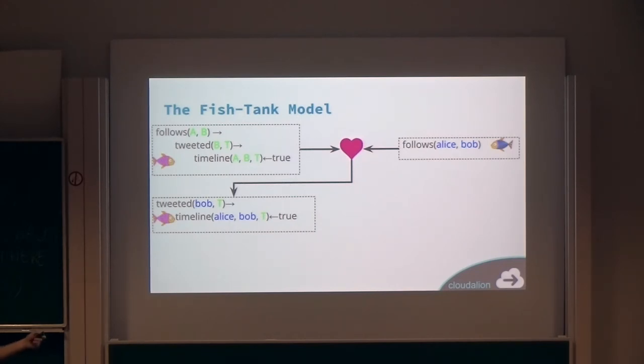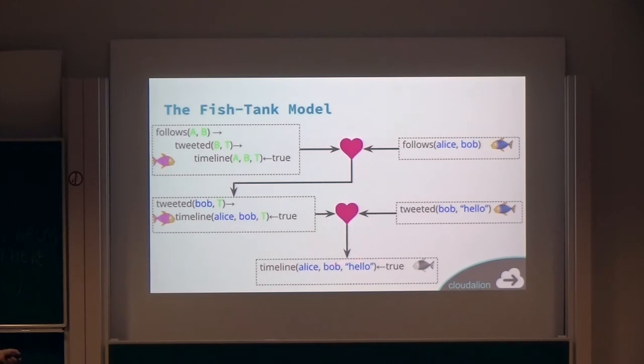When that female fish finds a matching fact in the fish tank, they also produce an offspring. This offspring now is a clause. It cannot have children of its own, but it can be queried. Clauses can be picked up by queries. So when Alice queries for her timeline, she will see that result.